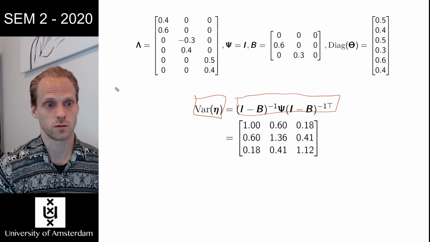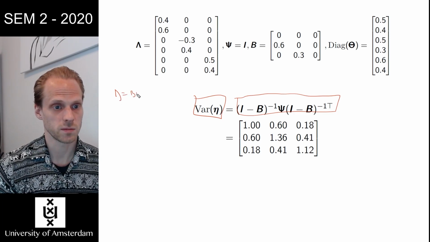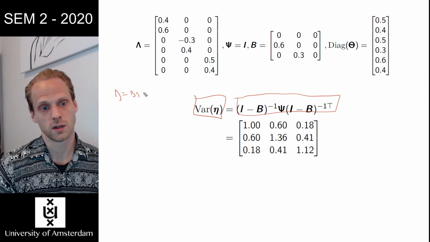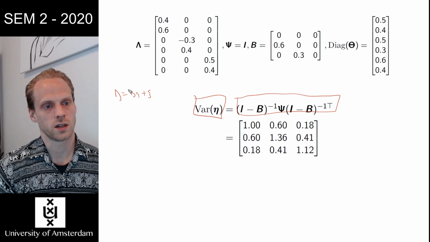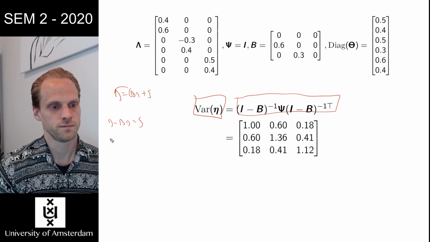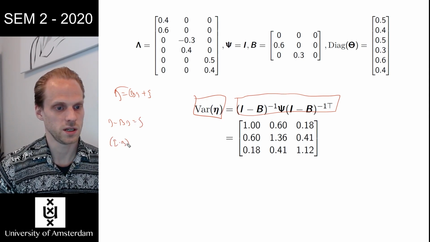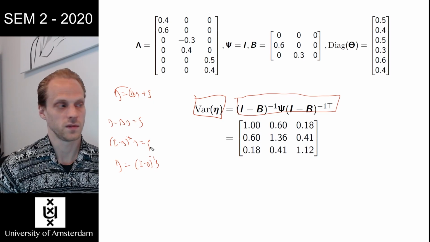Yeah, and that turns out that comes from eta equals beta times eta, ignoring mean structure, plus zeta, which I can never really draw, right? So then we move this to the left, so that's eta minus beta eta equals zeta. Then we have I minus beta, sorry, not inverse, eta equals zeta. So we have eta equals I minus beta inverse zeta, right?